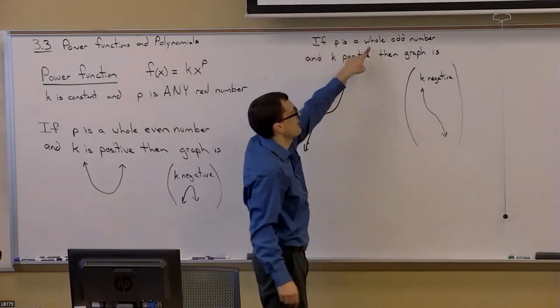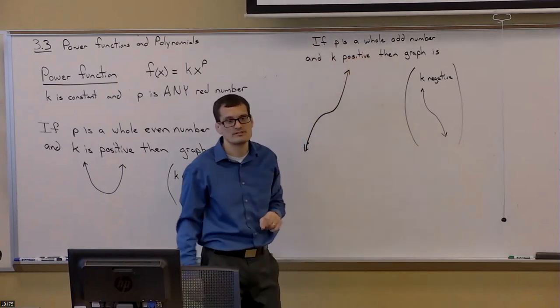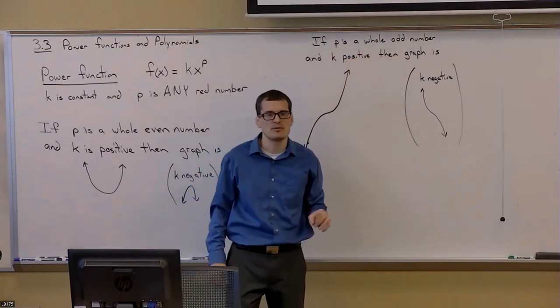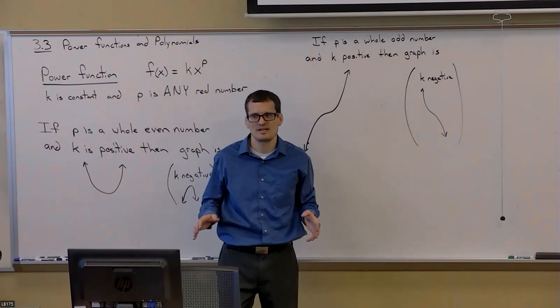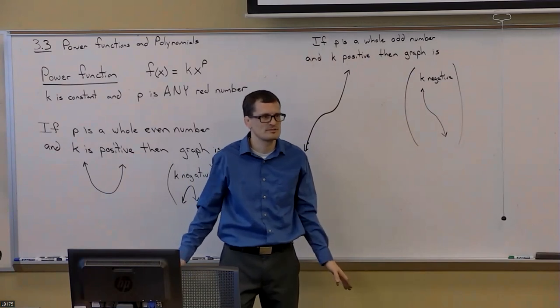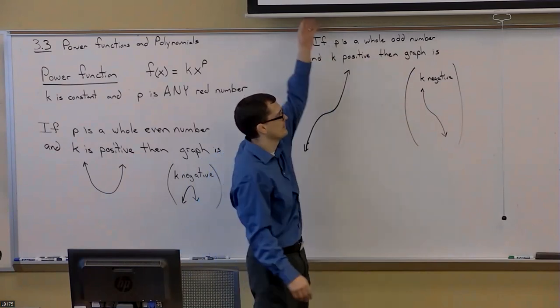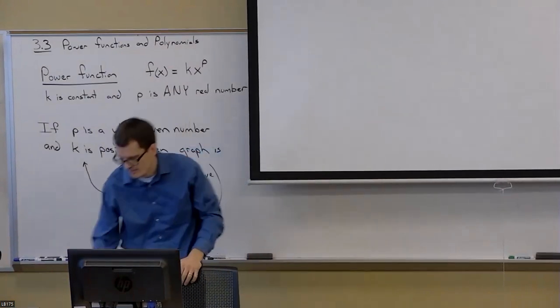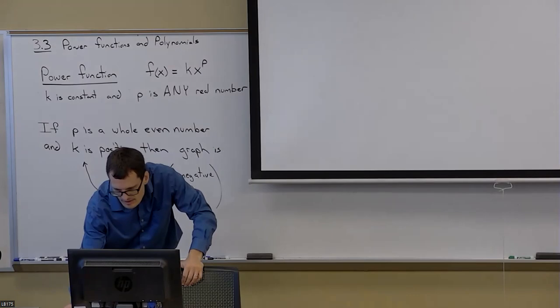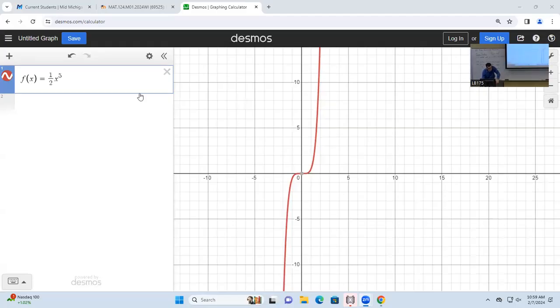By the way, if the powers are not whole numbers, if it was like 2.1 as your power, then all bets are off in that case, right? We're not talking about shapes of those. Maybe I should, let me just grab a couple, just so that we're aware.